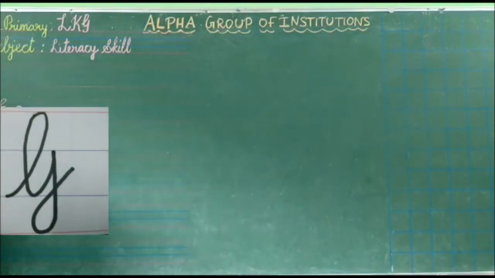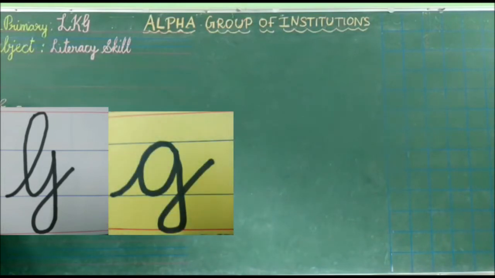Tell me what letter is this? G. What letter is this? G. This is capital letter G and this is small letter G. G sounds guh. G sounds guh.